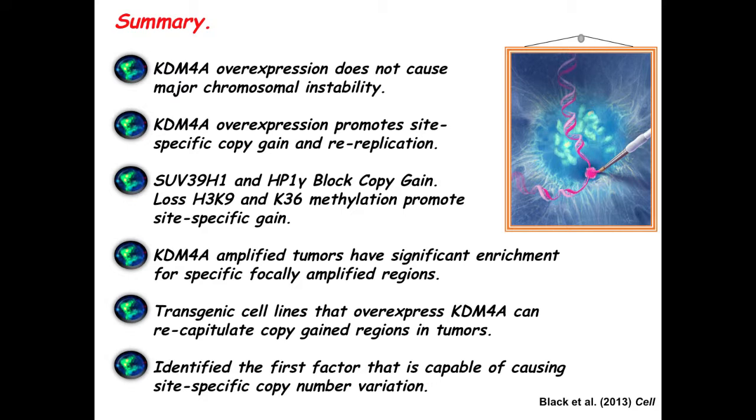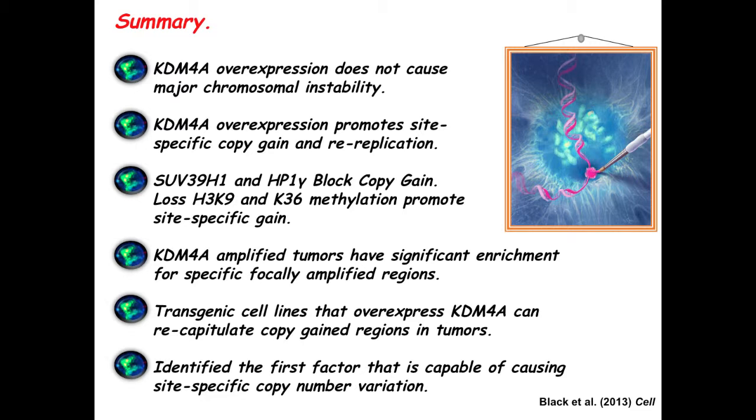So some highlights from this work is that the KDM4A enzyme, the lysine demethylase, is overexpressed. It does not cause major chromosomal instability as some might have predicted. KDM4A is overexpressed and promotes site-specific copy gain and re-replication. This can in fact be balanced by reestablishing Suv39 or HP1 gamma. And something that's really intriguing is that you can manipulate K9 or K36 methylation status and generate the same phenotype, which would suggest there are probably other enzymes out there that can do this process.